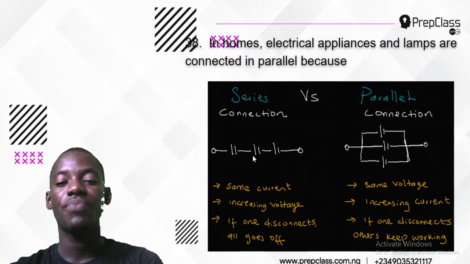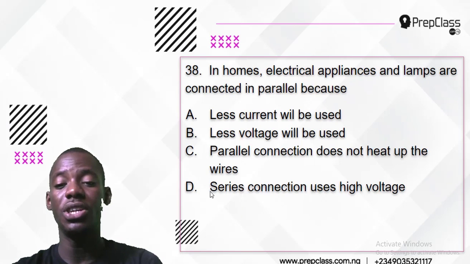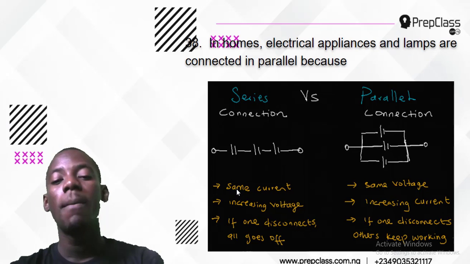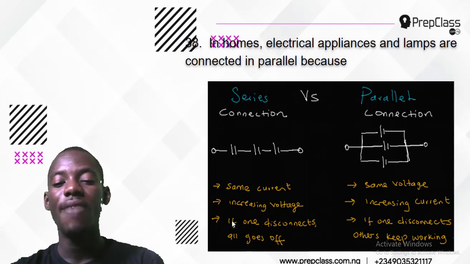Let's check it out. Now, for series connection versus parallel connection: series connection has the same current, increasing voltage. That means series connection uses high voltage. That means this option D is correct, because in series the same current flows, but it uses higher voltage. That means voltage has to be increased. It burns a lot of voltage. Then if one part of the series connection disconnects, everything goes off. That is common to series. If one part disconnects, everything goes off.